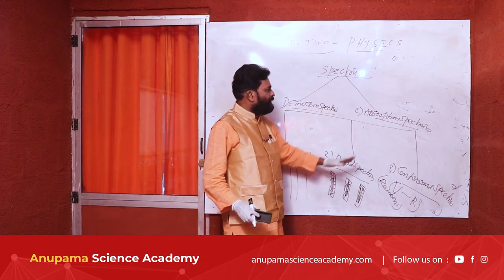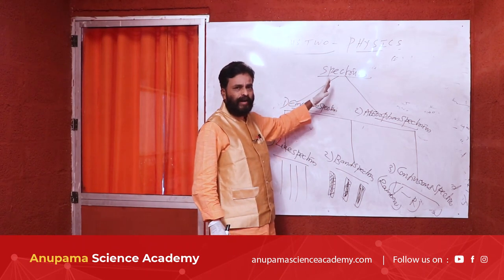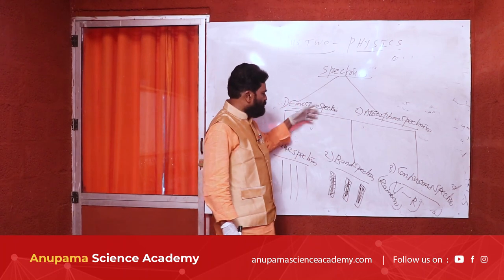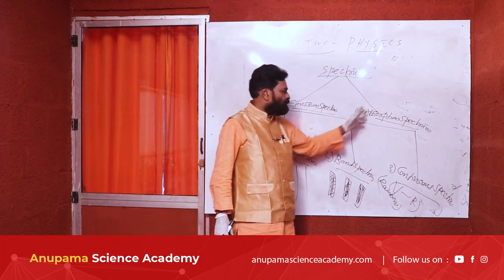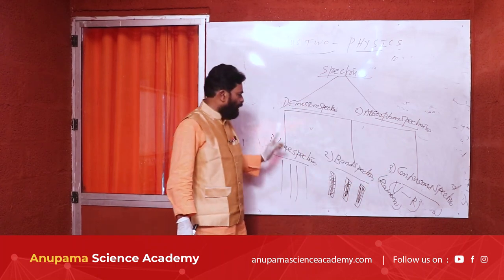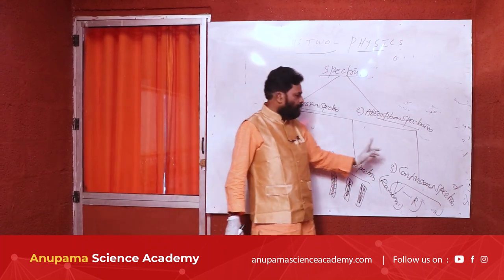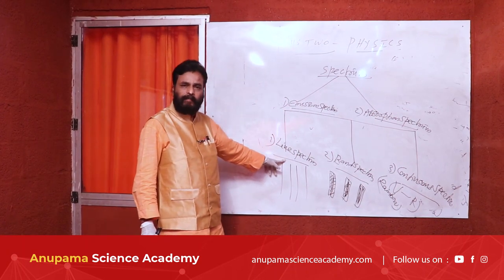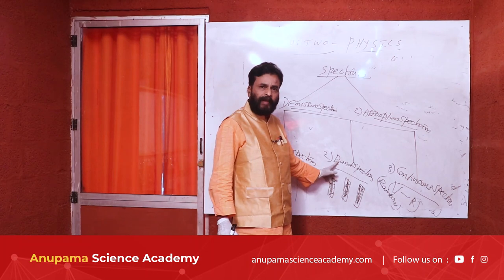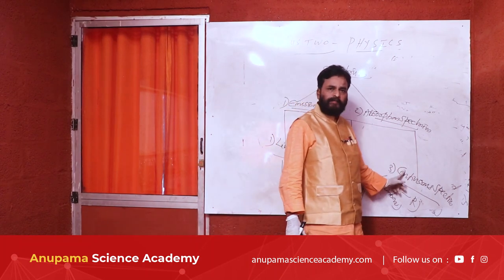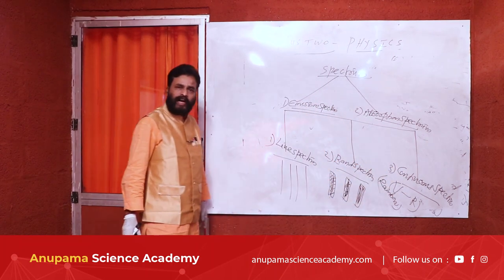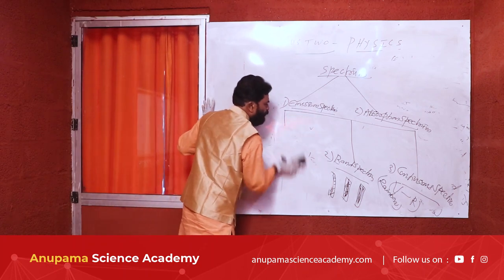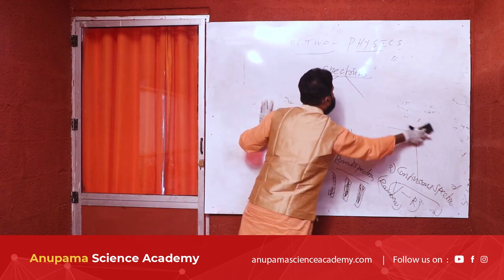So these are the different types of spectra. Spectra may be classified into emission spectra and absorption spectra. Emission spectra are of three different types, absorption spectra also of three different types. They are one, line spectrum, two, band spectrum, three, continuous spectrum. Line spectrum consists of a number of bright lines separated by dark spaces. Band spectrum consists of bright bands separated by dark spaces. Continuous spectrum consists of all the colors from violet to red continuously present without any dark spaces. These are the different types of spectra.